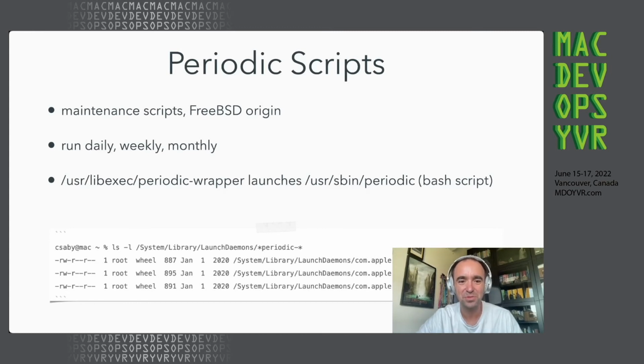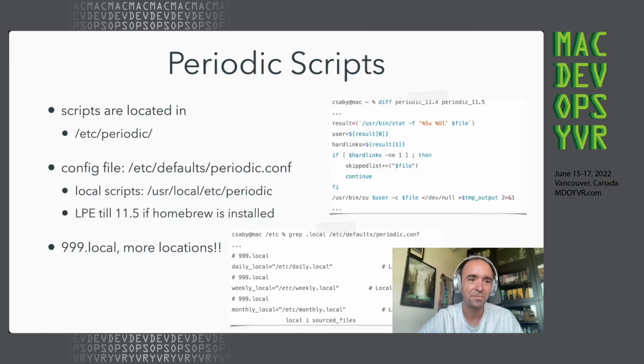The actual process will be periodic wrapper, and it will launch the /usr/sbin/periodic script. It's a bash script that goes over all the periodic script locations and executes them one by one. The scripts are located in the /etc/periodic directory, with a folder for each version: daily, weekly, and monthly. It also has a config file in the /etc/defaults location. The config file also defines the local scripts, with the default location of /usr/local/etc/periodic.